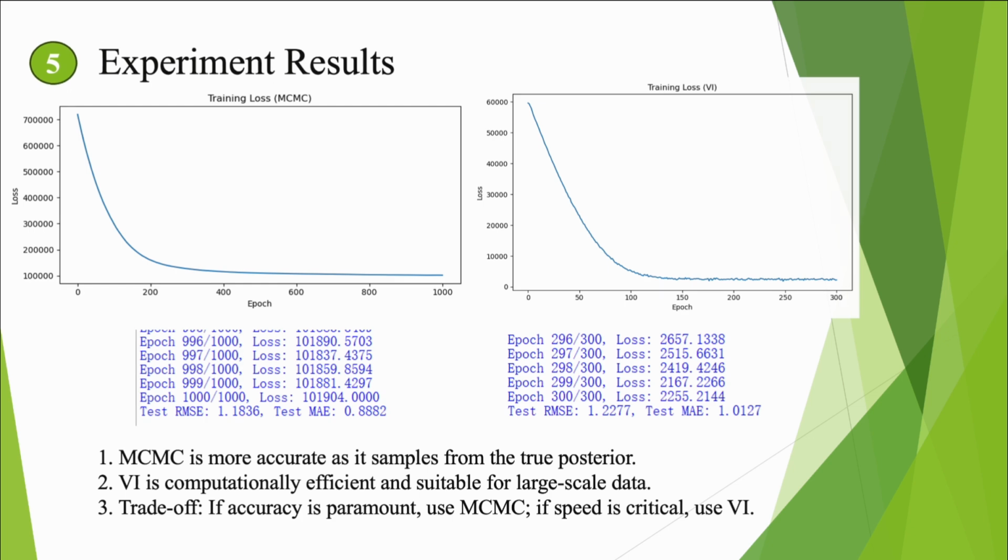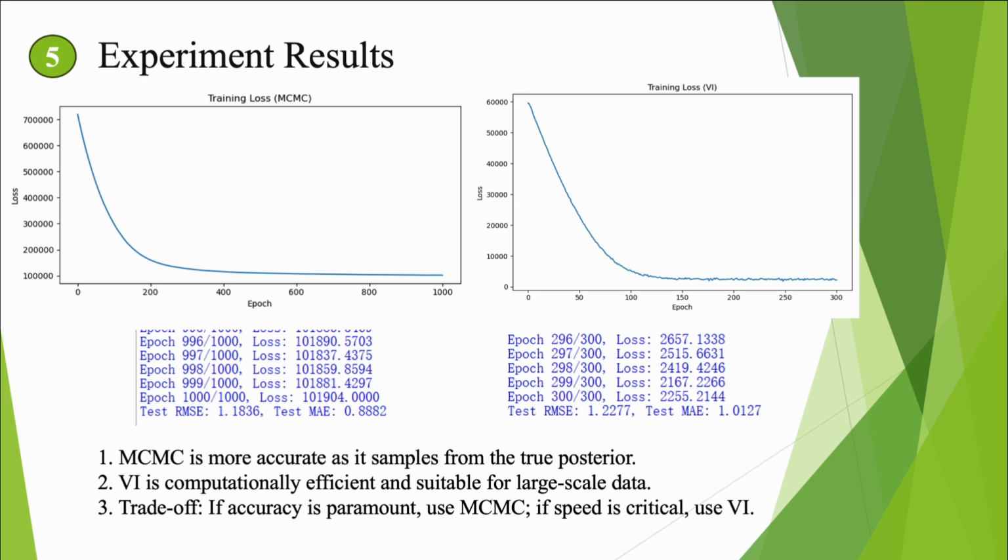And this is our experiment results. Finally, the model successfully achieved convergence. According to the experiments, we find that MCMC is more accurate as it samples from the true posterior. Variational inference is computationally efficient and suitable for large models.